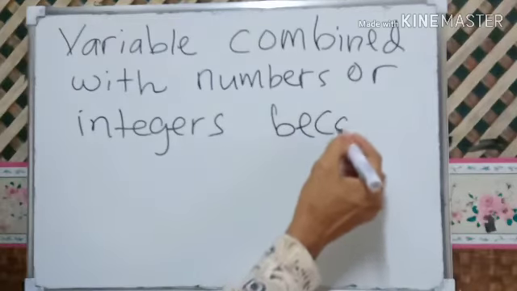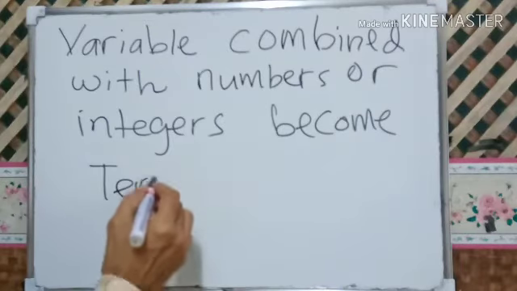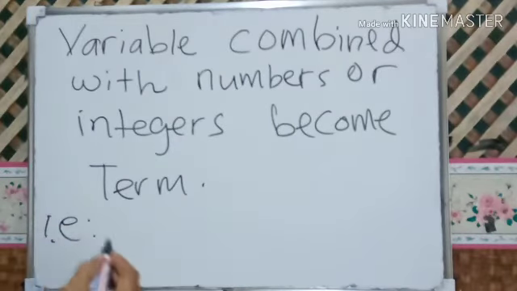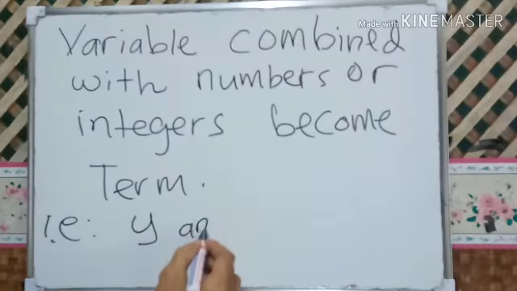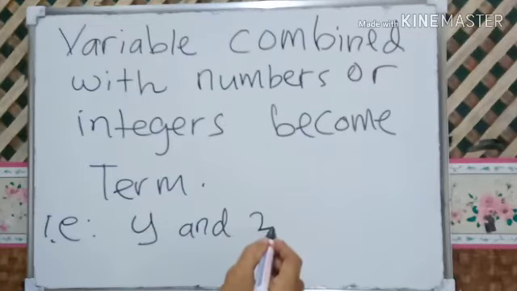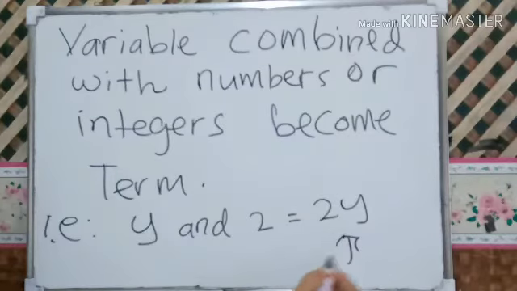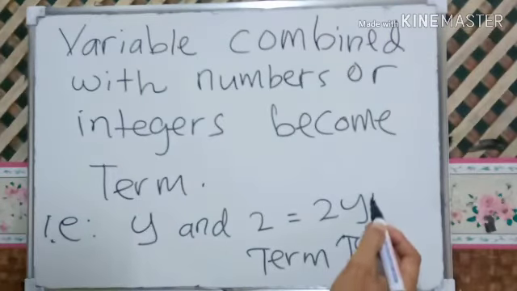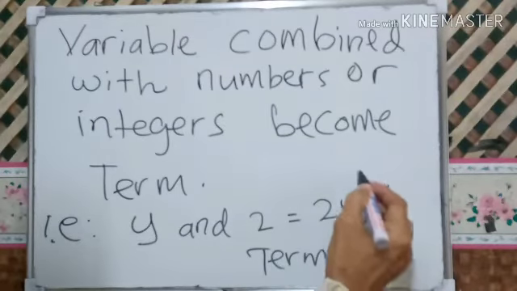Become term. For example, y and number 2 or integer 2 will produce 2y. 2y is a term. Y is a variable.